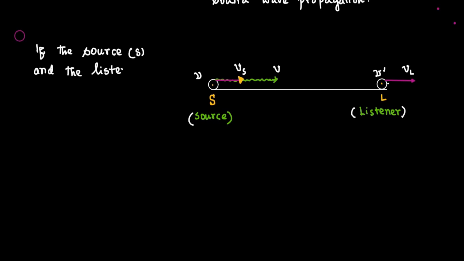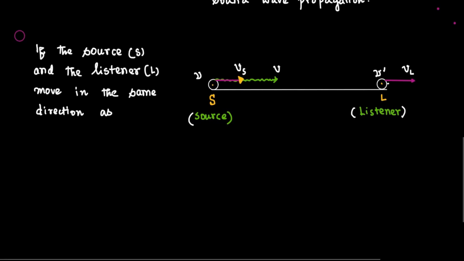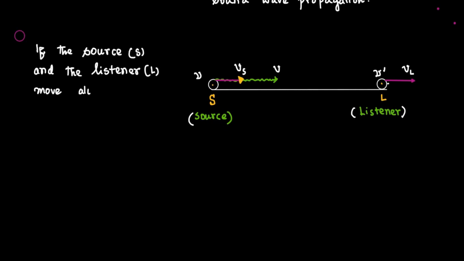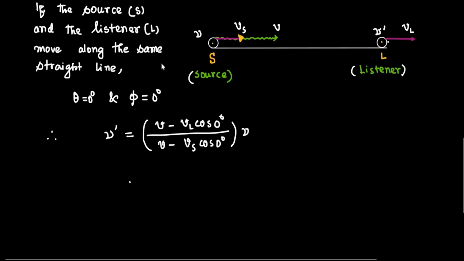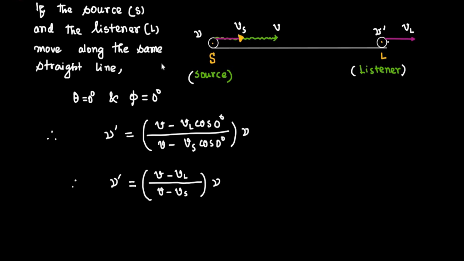If the source S and the listener L move in the same direction, or move along the same straight line, then theta equal to 0 degree and phi equal to 0 degree, and nu prime equal to v minus vL cos 0 degree divided by v minus vS cos 0 degree into nu. So finally we get nu prime equal to (v minus vL divided by v minus vS) into nu.